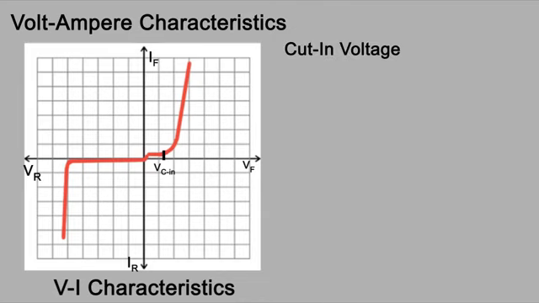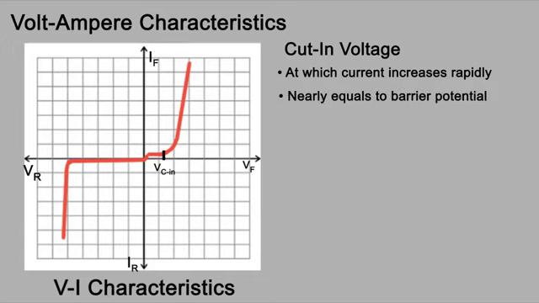Cut-in voltage. The voltage at which the forward diode current starts increasing rapidly is known as the cut-in voltage of a diode. The cut-in voltage is very close to the barrier potential. Cut-in voltage is denoted by V_CIN. Generally, a diode is forward biased above the cut-in voltage. The cut-in voltage for a silicon diode is 0.6 volt and that of a germanium diode is 0.2 volt.